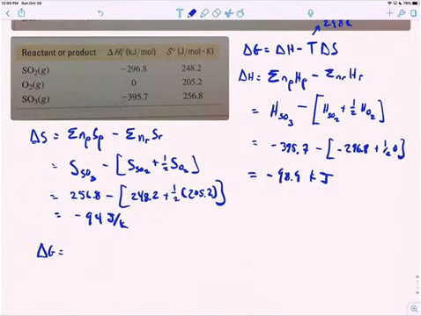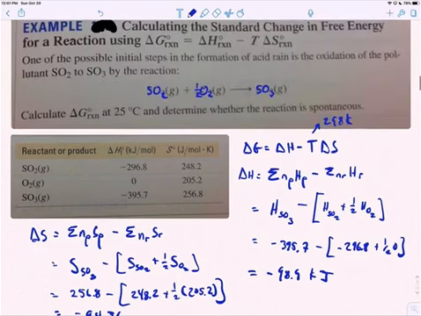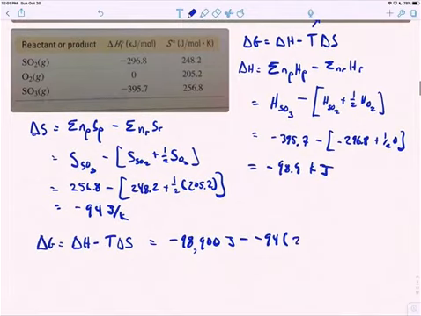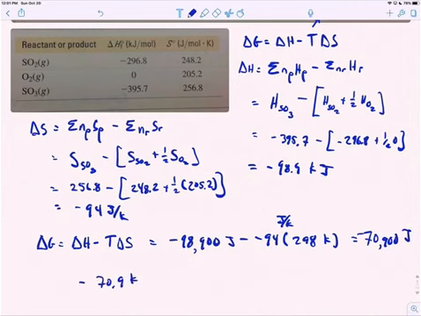And the delta G is delta H minus T delta S. So delta H is minus 98, and I always write it out, joules, minus 94 times temperature, which is 298 Kelvin. Yeah, it's standard. This is joules per Kelvin, and this is 298 Kelvin. And if you put that in your calculator, you get negative 7,900 joules, or minus 70.9 kilojoules.